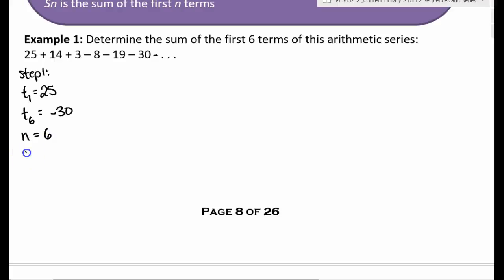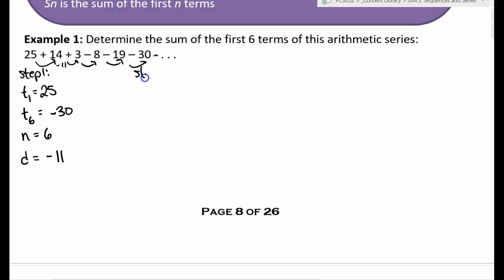We could also determine D by looking here. Well, that is -11, -11 again, -11 again, and so forth. The pattern continues. So D is, we're decreasing by 11 each time.